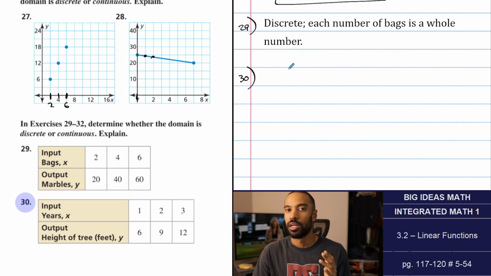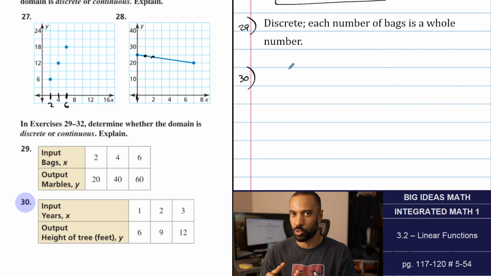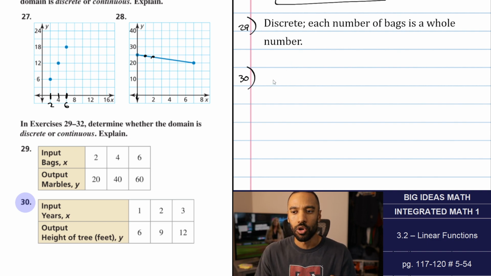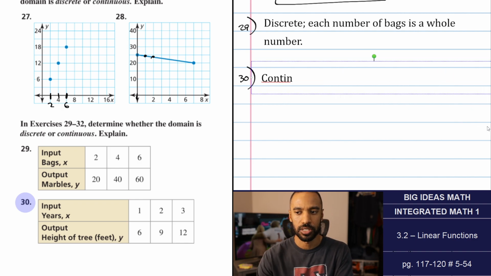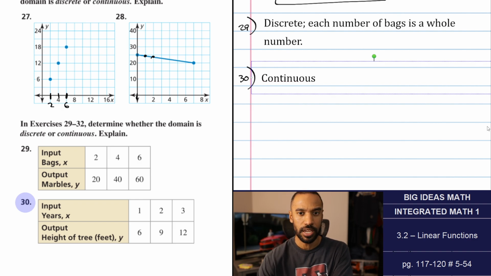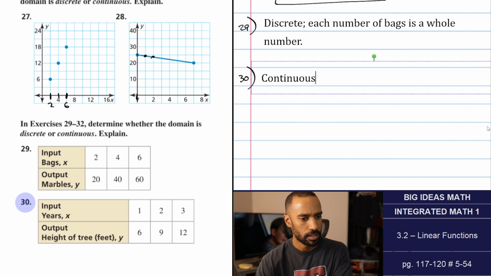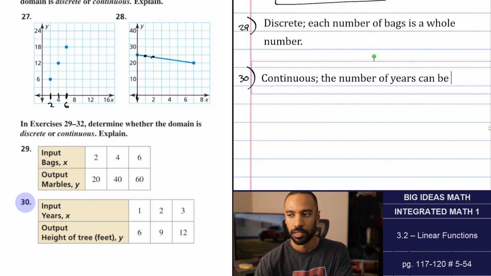It might even shrink. The point is, at every instance of time, and normally time is continuous, not always, just like normally time is an input variable. Normally time is continuous, and this happens to be one of those things. This is continuous because time can be separated into any amounts of fractions. The number of years, do we have to do the domain? No, but the number of years can be quantified fractionally.